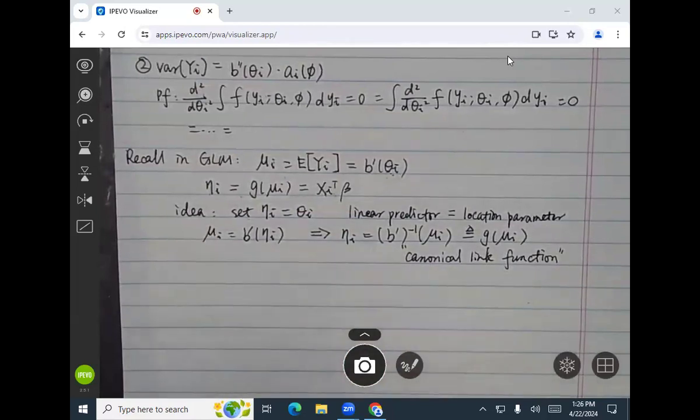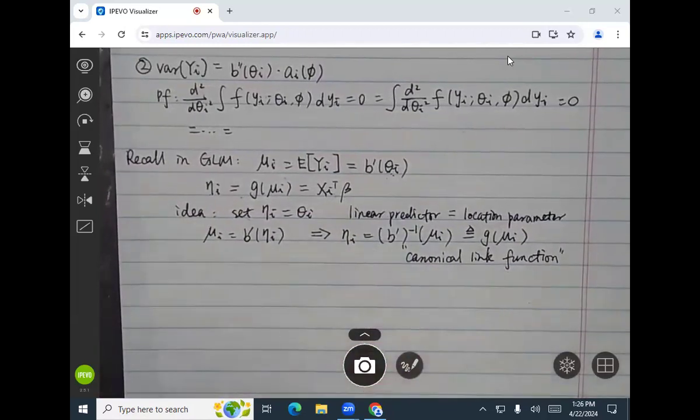Yeah. Can you just remind me what theta and theta are before we set them equal to each other? Theta I is the location parameter in exponential family. So whenever you write out a distribution in the form of exponential family, you will have theta I expressed in a way related to the mean of yi.